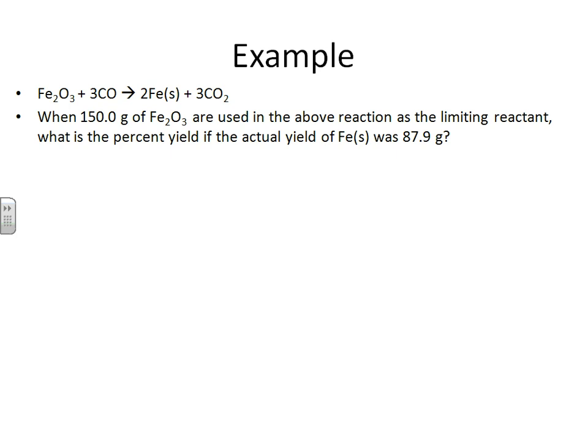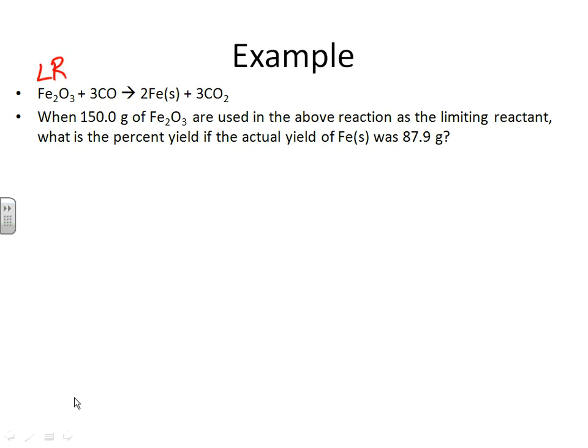Now, the sample problem that I'm going to do here is one that identifies the limiting reactant. As you can see, we've got a chemical reaction supplied, and it says when 150 grams of iron(III) oxide, that's how we would name that compound, are used in the above reaction as the limiting reactant, so it is identifying the Fe2O3 as the limiting reactant. What is the percent yield if the actual yield of Fe solid was 87.9 grams?